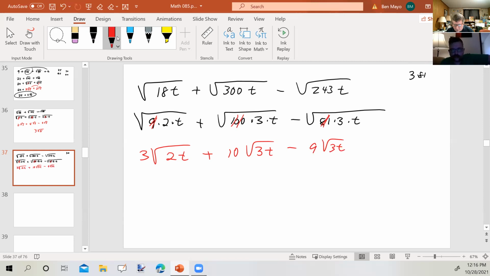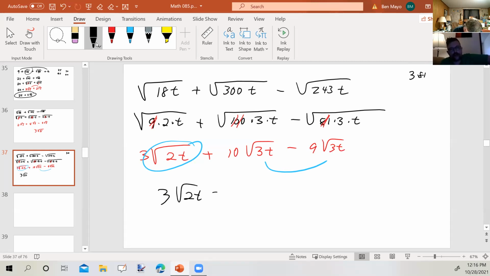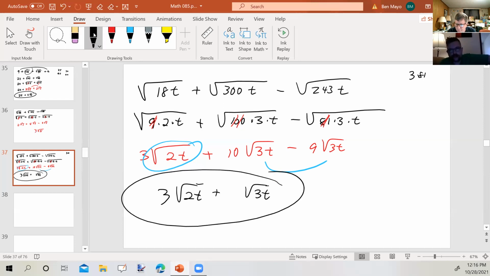They aren't all like terms though, are they? These are alike, but this one isn't the same as those. It doesn't have 3t inside, it has 2t inside. So I'm going to get 3 square roots of 2t plus, 10 minus 9 is 1, 1 square root of 3t, and I don't really need to put that 1 there. So there's your final answer.